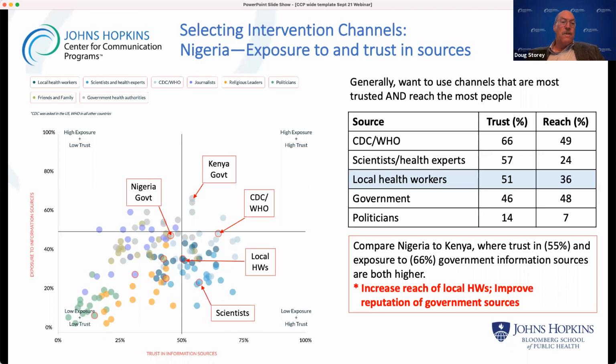And if we compare the position of Kenya government sources to Nigeria government sources, it's interesting to see that both trust and level of exposure to government sources is higher in Kenya than it is in Nigeria. So if you are developing a strategy for Kenya, you might approach this analysis a little bit differently, recognizing that the government sources may be a particularly important source of information to facilitate or to nurture in delivering effective vaccine information. Next slide, please.